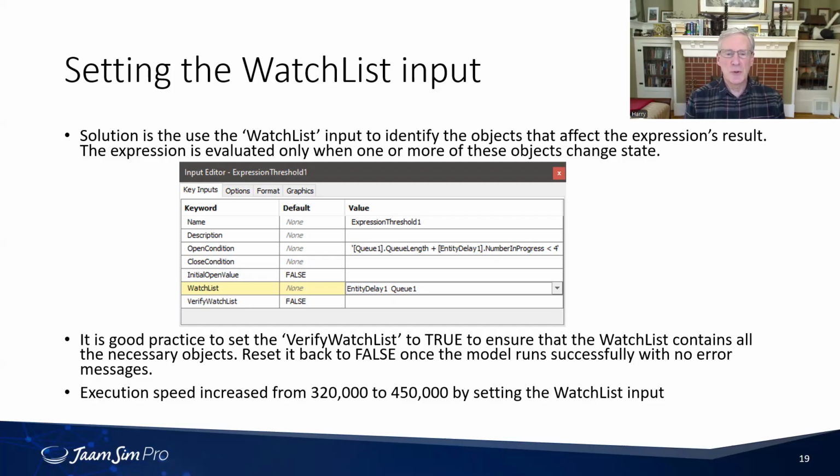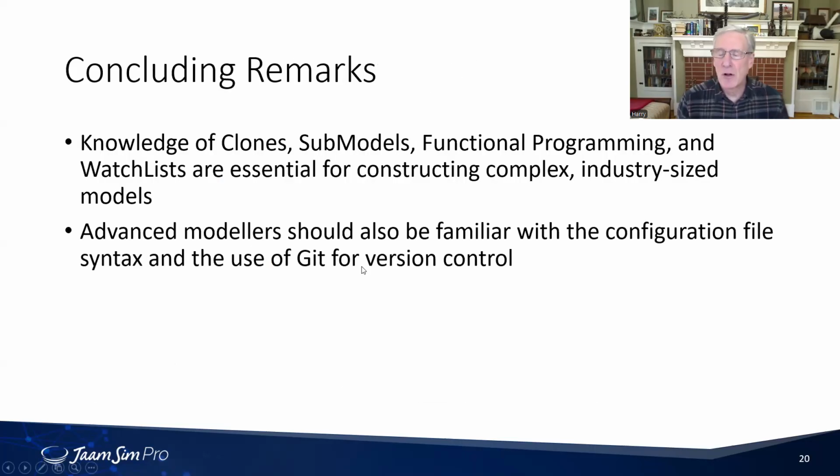So with that change, with adding those two entities to the watch list, now the execution speed for this simple little model increases by about 50%, from 320,000 speed up factor to 450,000 speed up factor. So in a simple model like this it's so fast it doesn't really matter. But in a complicated model, it can be the difference between a model taking 2 hours to run and 1 hour to run. So it can be very worthwhile. So that's all I wanted to talk about today for advanced features.